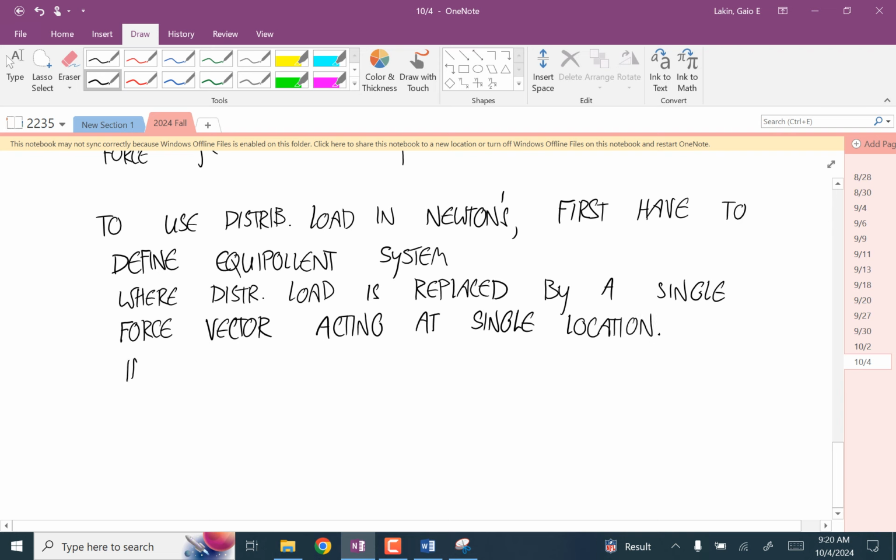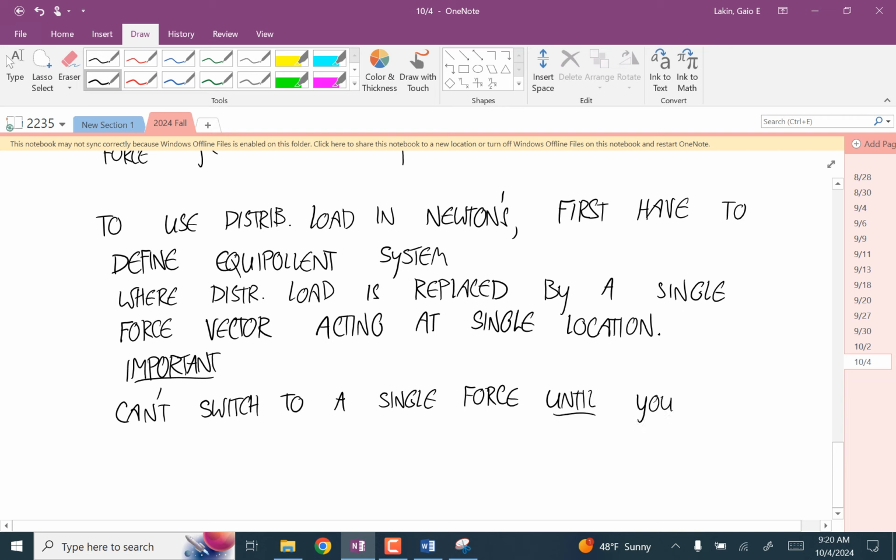And this is important about making this switch. You can't switch to a single force until you choose a body to isolate. This is going to be a really big deal when we get to internal loads.